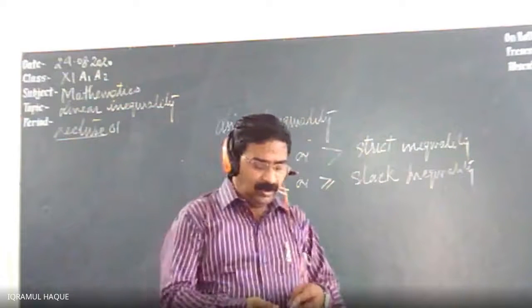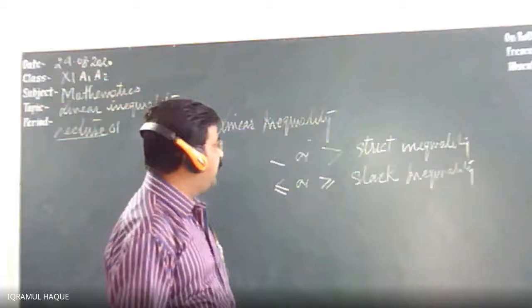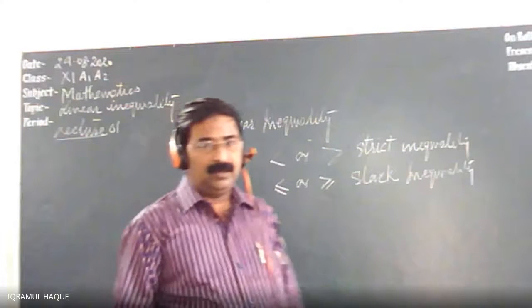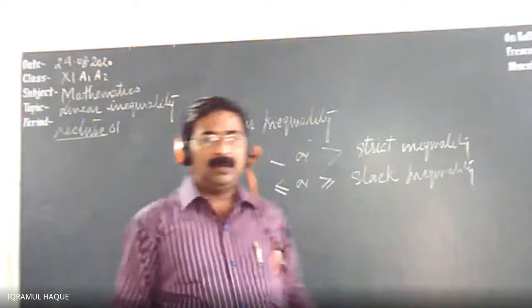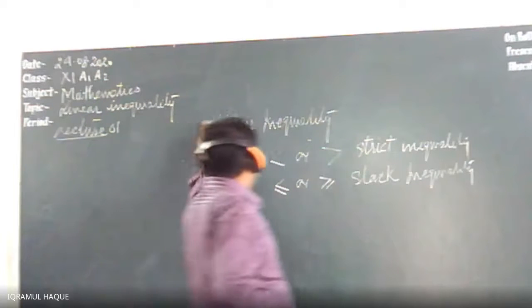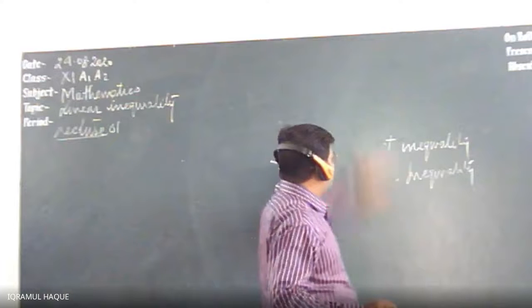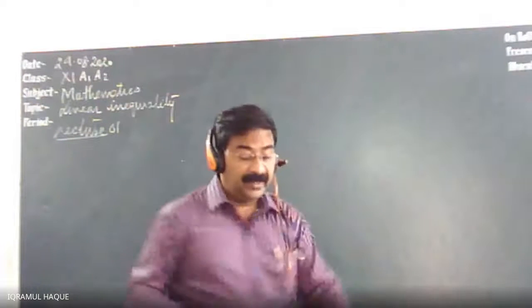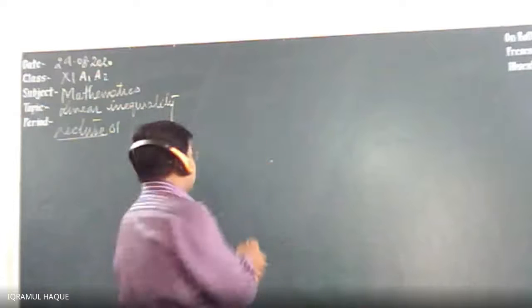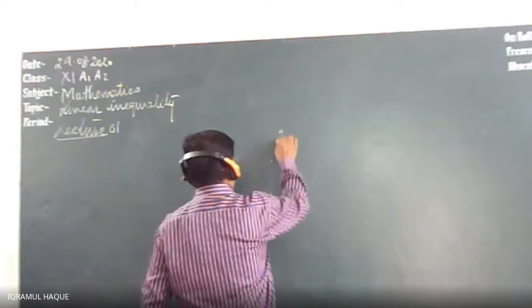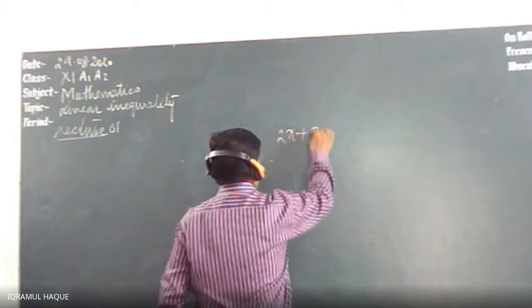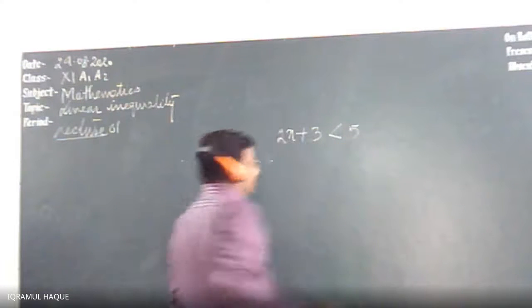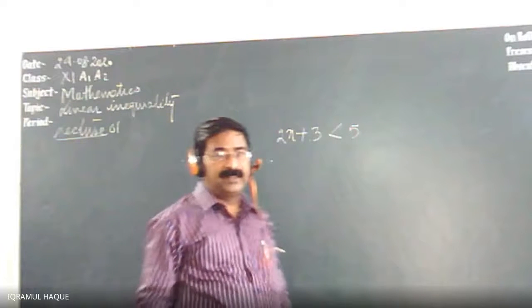So the solution of the inequality may be either in one variable or in two variables. Solution is very simple. You should understand this. Whenever you are given to solve, suppose we are given an inequality in a single variable, 2x plus 3 is less than or equal to 5. Now try to understand its working rule.